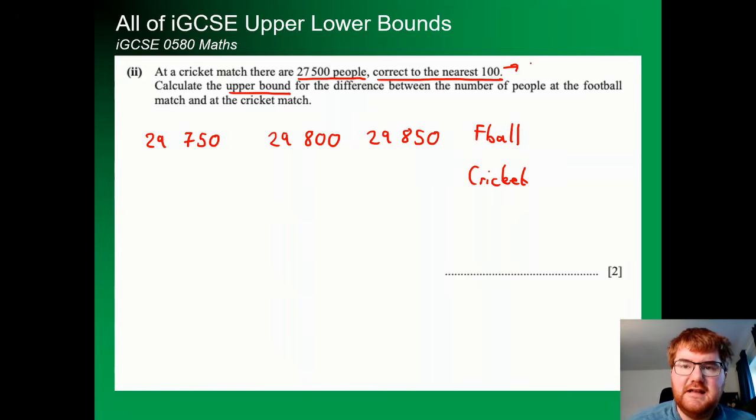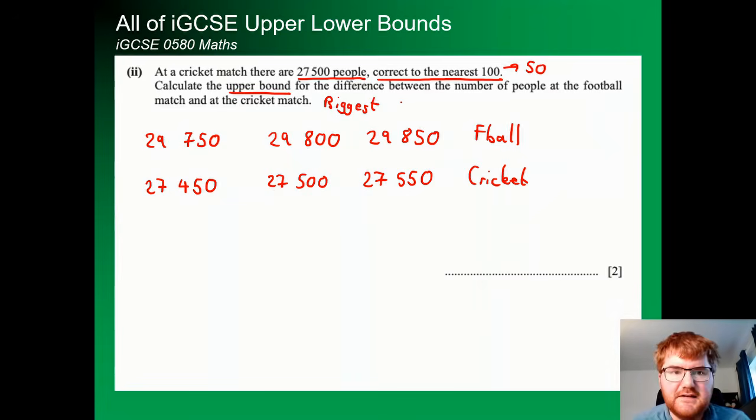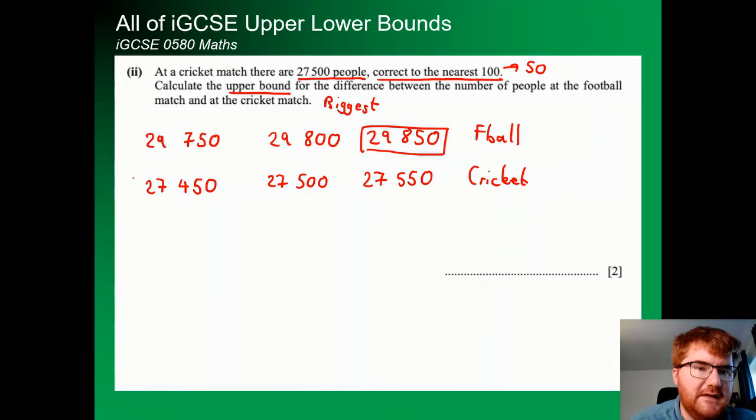Half of 100 is 50. So we've got 27,500 in the middle, 27,550 is the upper bound, 27,450 as our lower bound, and we want the biggest difference between them. So the way that we would achieve that is we take the upper bound of football and then the smallest bound of cricket.